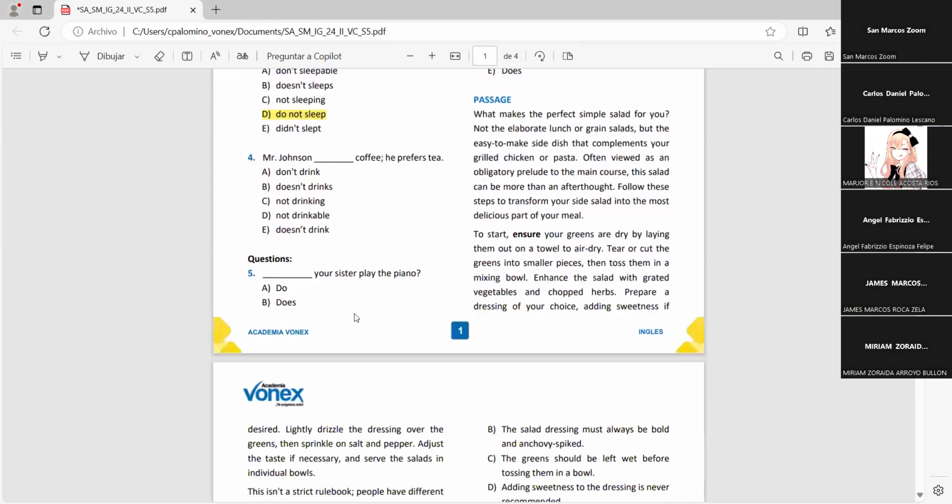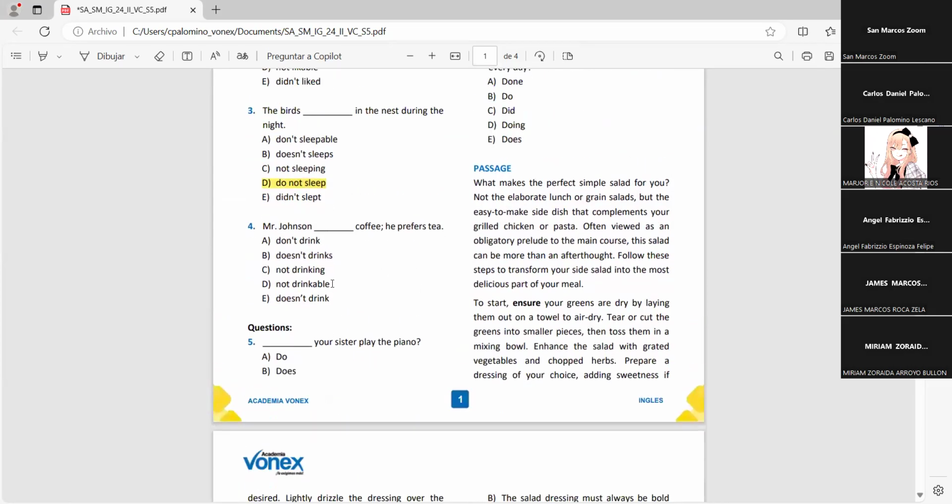Number 4. Mr. Johnson, el señor Johnson. Mr. Johnson, don't or doesn't. Va a ser doesn't. Drinks or drink? Drink, forma base. Mr. Johnson doesn't drink coffee, he prefers tea.